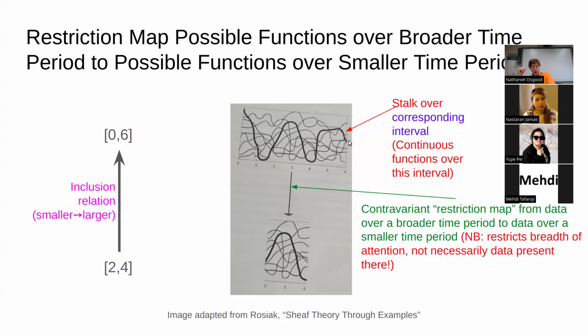And I want to highlight here that this restriction map is contravariant in this one. This goes 2 to 4 to 0 to 6 because it's inclusion. This is included in that. This restriction map goes from this broader interval to the narrower interval. And so it's restricting, in this case quite literally, these functions down to be functions over this interval.